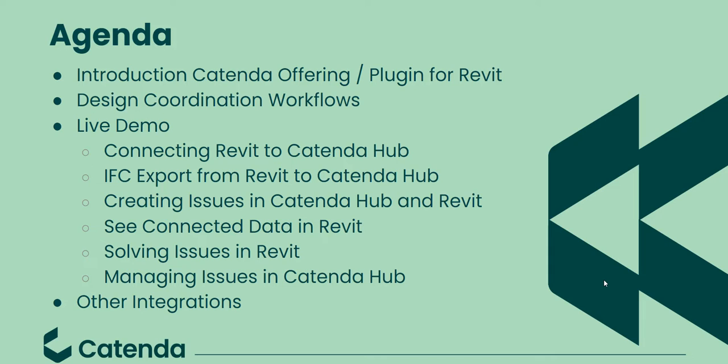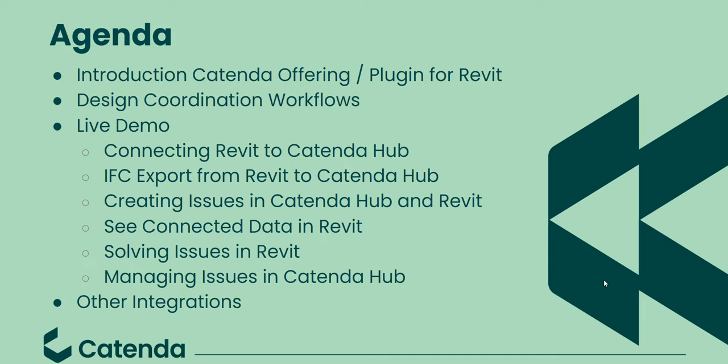Then we will take a dive straight into Catenda Hub and Revit and look at the connection between Revit and Catenda Hub. Export IFC files from Revit directly to Catenda Hub, create issues in Catenda, play them back to Revit, create issues in Revit, play them back to Catenda, and be able to also see your connected data in Revit. So if you have attached, for example, documents to an issue, these documents will still be available for you in Revit.